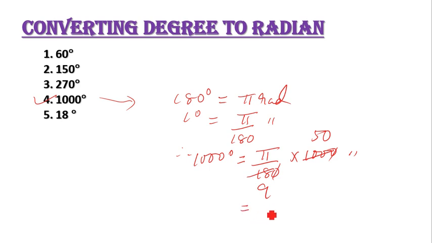So without going much into the detailed complication, 50 by 9 pi. Now keep this in mind for any entrance examination: they generally don't go into very specific calculative parts. They will keep the answer in simple terms, so you need not find the decimal part of 50 upon 9 by going on dividing.